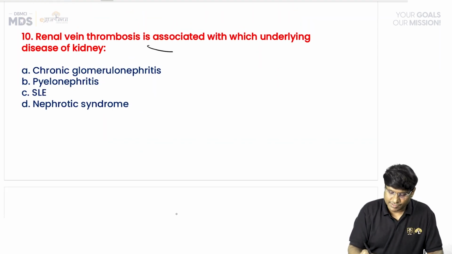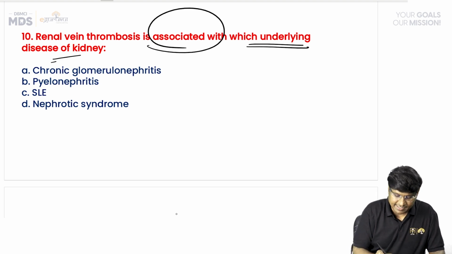Next, renal vein thrombosis is associated with which underlying disease of the kidney?